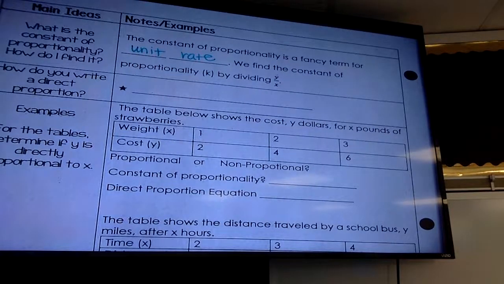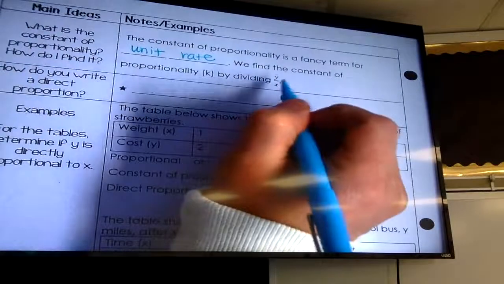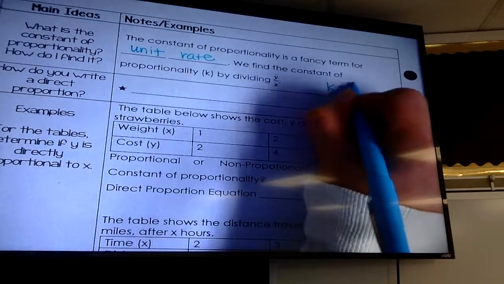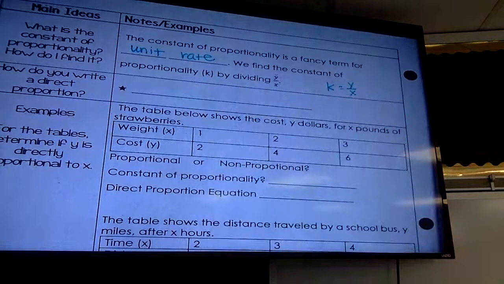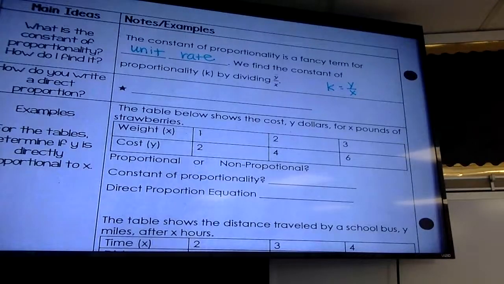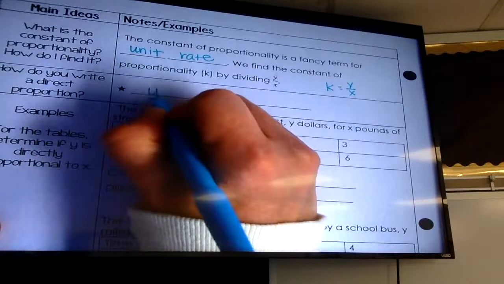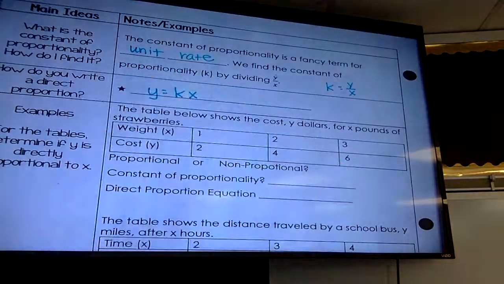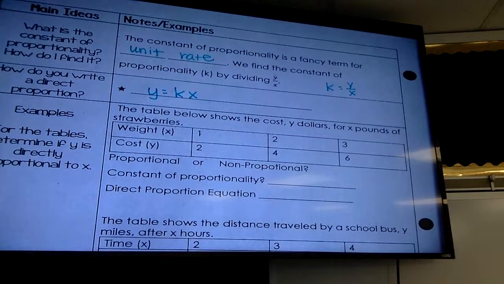We find the constant of proportionality, k, by dividing y over x. We already talked about that. k equals y over x. Now, something new that we didn't talk about on the front is called a direct proportion equation. And we write a direct proportion equation by saying y equals kx. That's always our direct proportion equation.